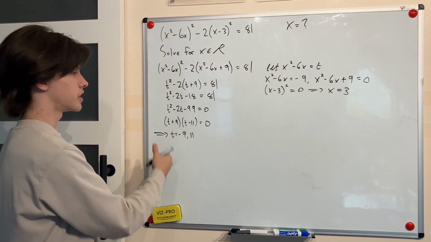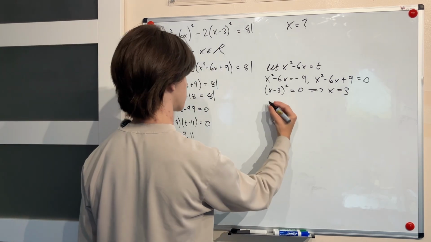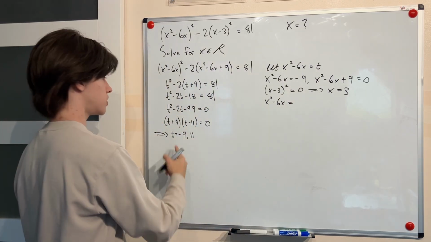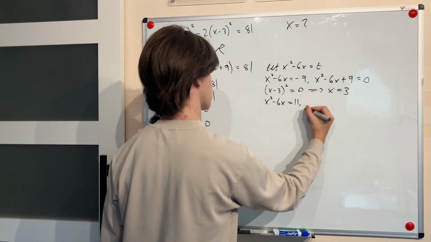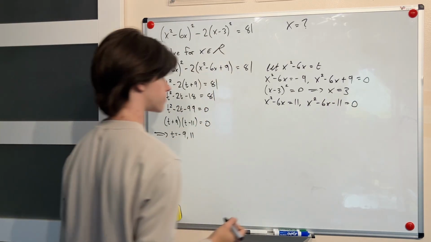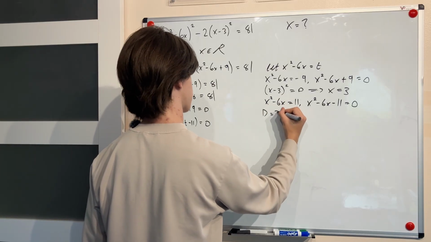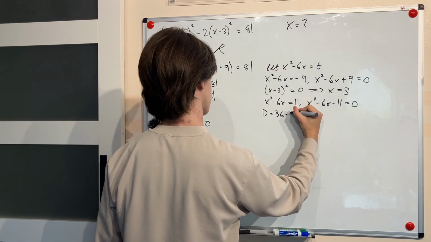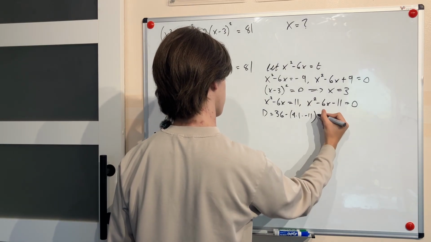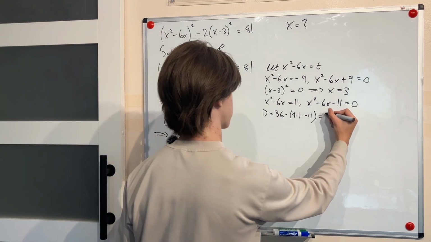All right, and for t equals 11, we're going to have to use the quadratic formula because it definitely does not factor well. We get x squared minus 6x is equal to t, which we found is 11, or x squared minus 6x minus 11 is equal to 0. And let's use the discriminant here. It's going to be b squared minus 4 times a times c. And that's going to be 36 plus 44, or 80.